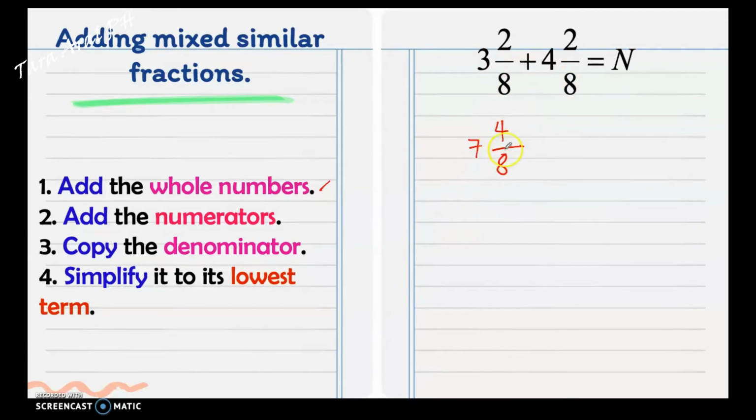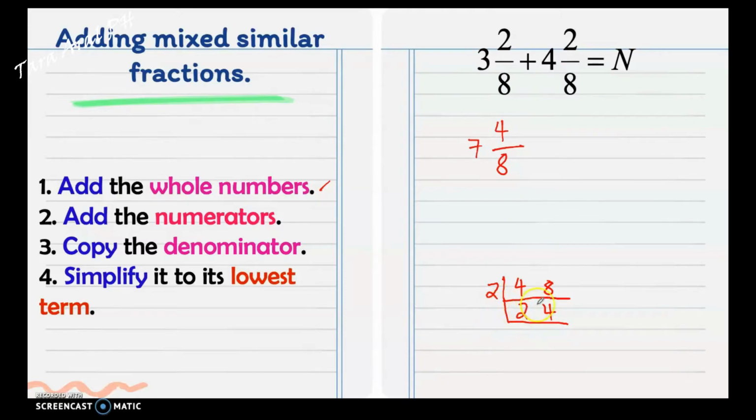As you can see, 4 and 8 still have a common factor. So you may want to get its lowest term by using the continuous division method. Then get the factor of 4 and 8. We have 2 as a common factor. So 4 divided by 2 is 2, and 8 divided by 2 is 4. There's still a common factor between 2 and 4, so you continue with the division.